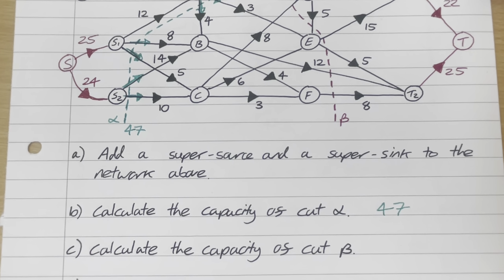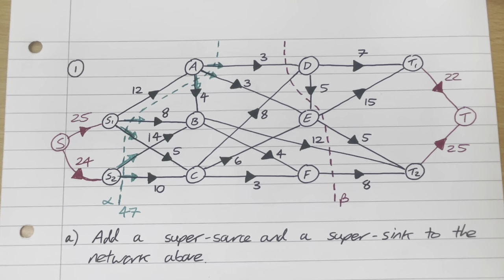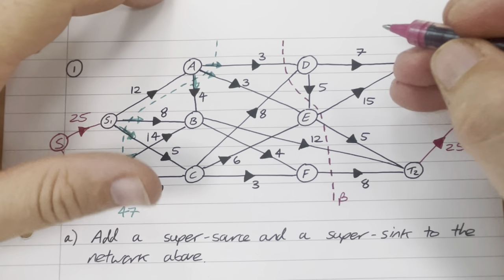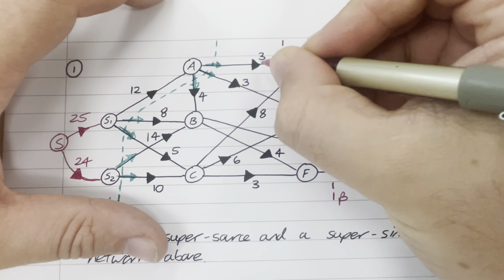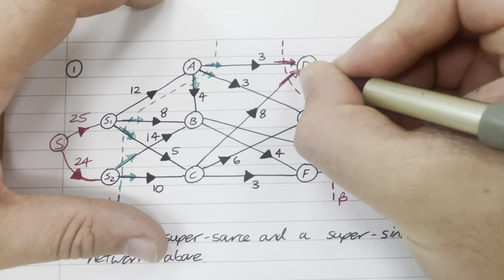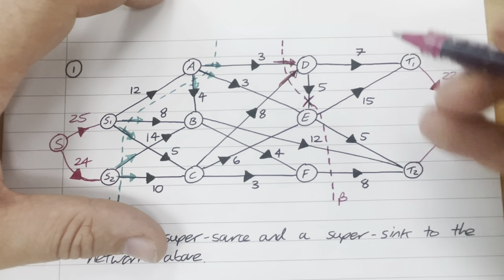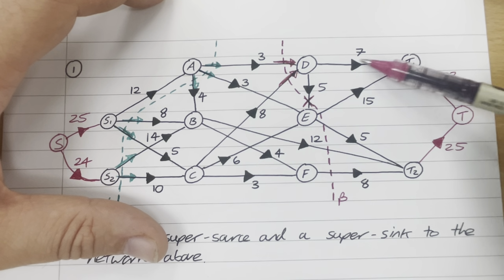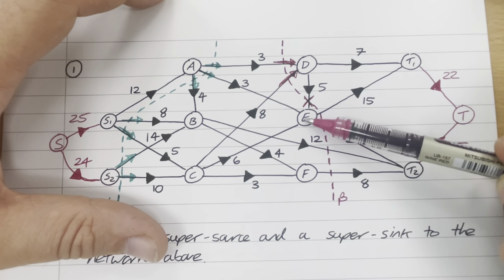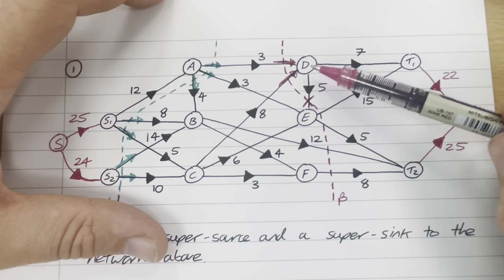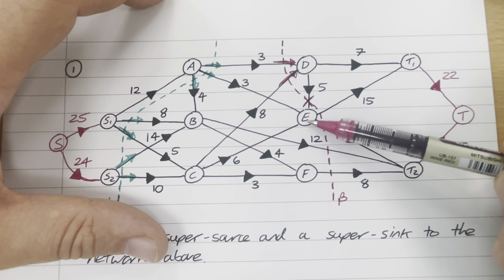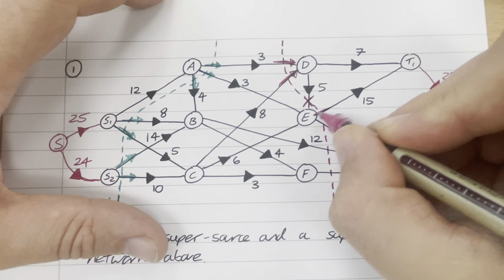All right, and then part C, calculate the capacity of cut beta. I did mention this in the cuts video, but usually when they ask you for two different cuts, one of them will include an arc which goes from sink to source side. So just be careful. So this one here, that's okay, it goes from source to sink. This one here is good. This one here I don't want to include, because D is on the sink side of the network and E is on the source side of the network. And I don't want to include D to E because I don't want to count flow from sink to source in this cut calculation. So that is the one I'm going to ignore.